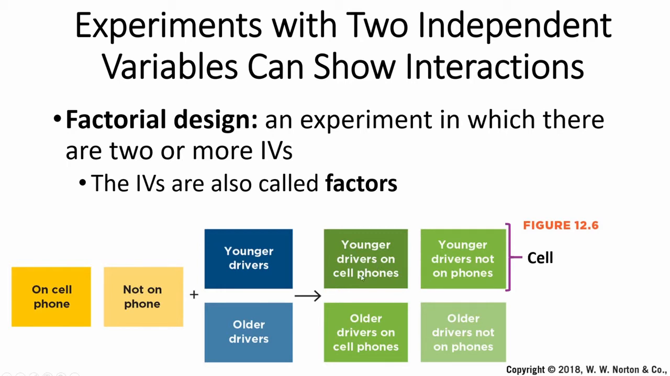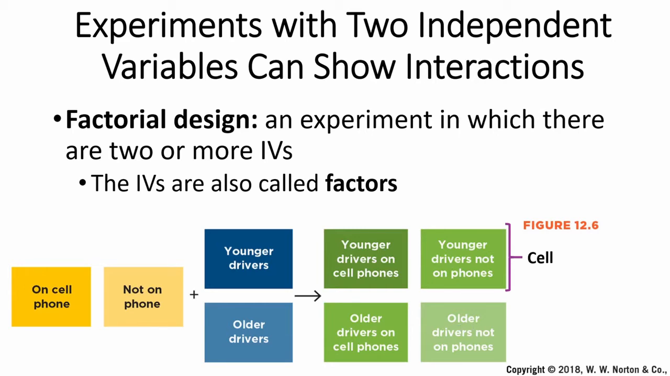So we have young drivers on cell phones, young drivers not on cell phones, old drivers on cell phones, and old drivers not on cell phones. So if you've taken a genetics course, or even introductory biology, this kind of looks like a Punnett square, where you've gotten all of the possible combinations from your 2 starting points. Same basic idea, you're just taking your 2 and 2 and turning it into a 2 by 2, or 4 cells, to get all of the possible combinations of conditions.